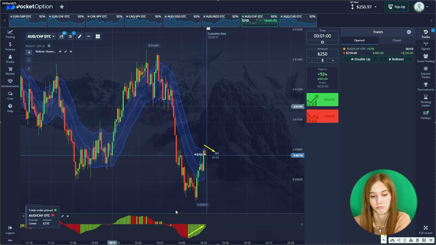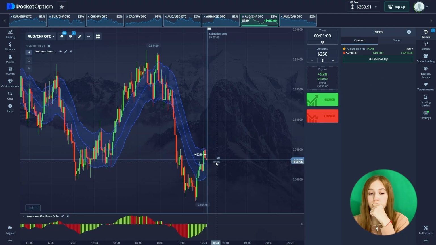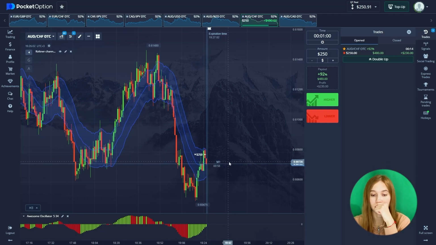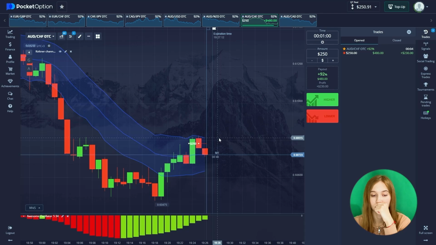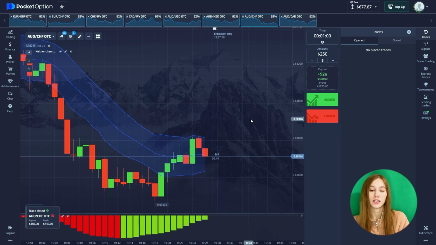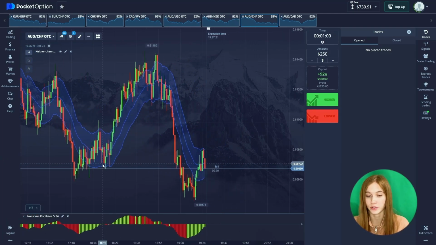So we clearly have a non-convergent trend. This is a reversal. 17 seconds left. Yep, our deal closes in plus, good. Profit is $30, if I'm not mistaken.